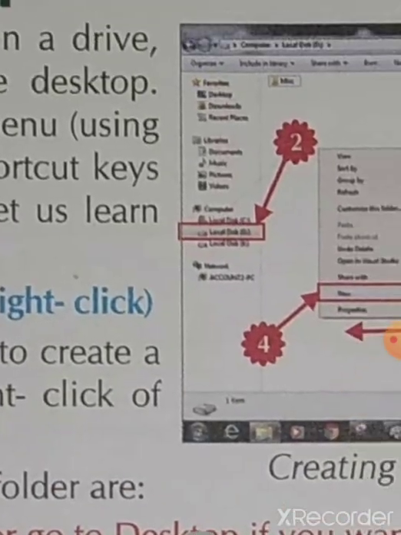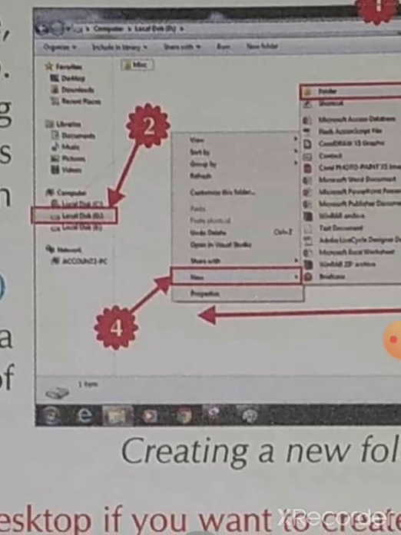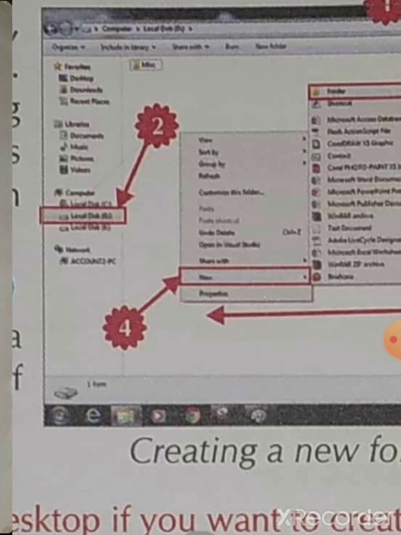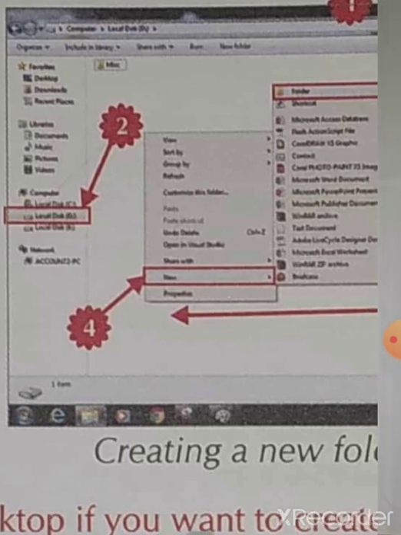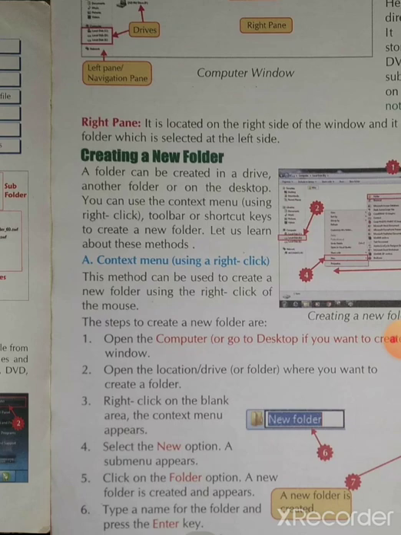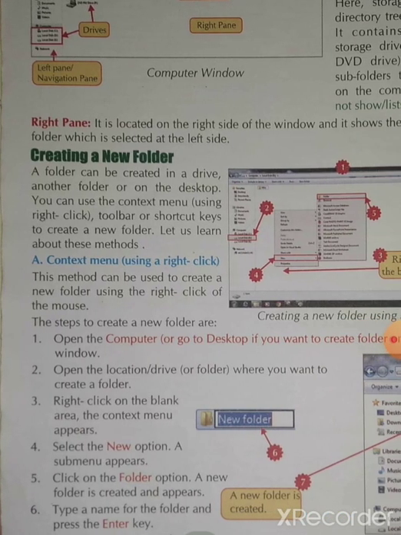Okay, so dear students, these are the directories where you want to create a folder. Then this is a working area where you can right click your mouse, there is a new option and there is a folder. Okay, this is how a new folder will get created on your screen. So we will see some methods to create a new folder. First is the context menu, that is using a right click, right? This method can be used to create a new folder using the right click of the mouse.